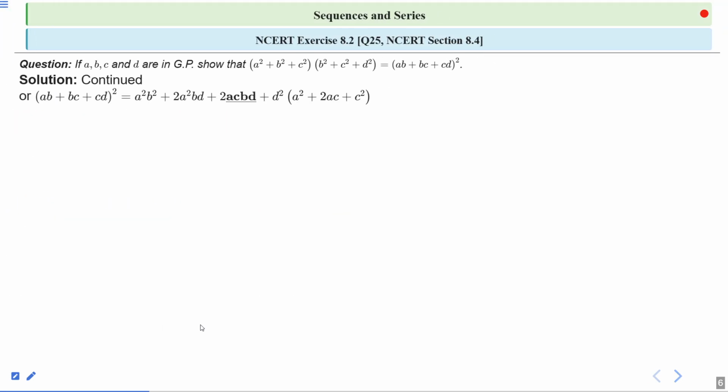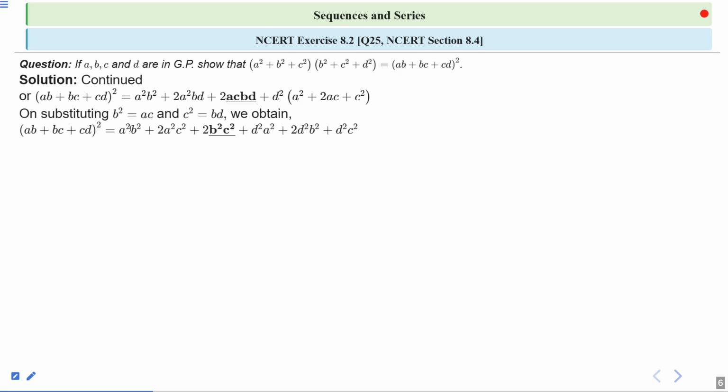Then we will get (AB + BC + CD)² equal to A²B² + 2A²BD + 2ACBD + D²(A² + 2AC + C²). Basically we expand here (A + C)², that is A² + 2AC + C². So now here we can substitute the value of AC and BD.